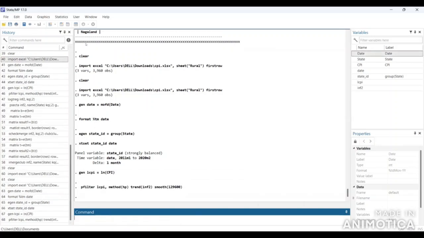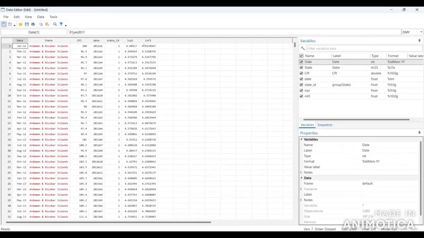Now you'll see that the variables are getting generated simultaneously. This is the log of CPI, and this is the series after removing the cyclical component.